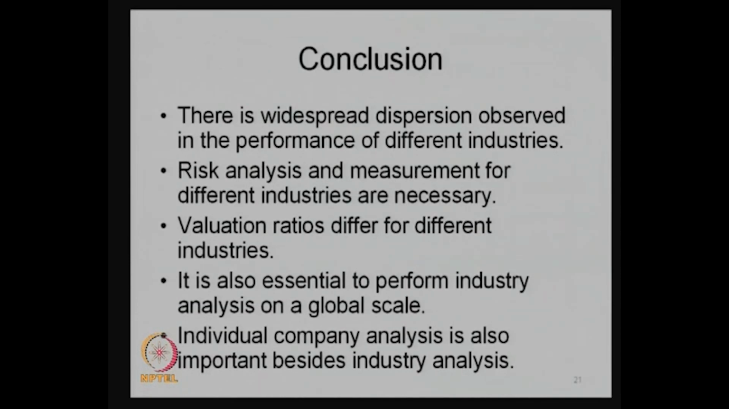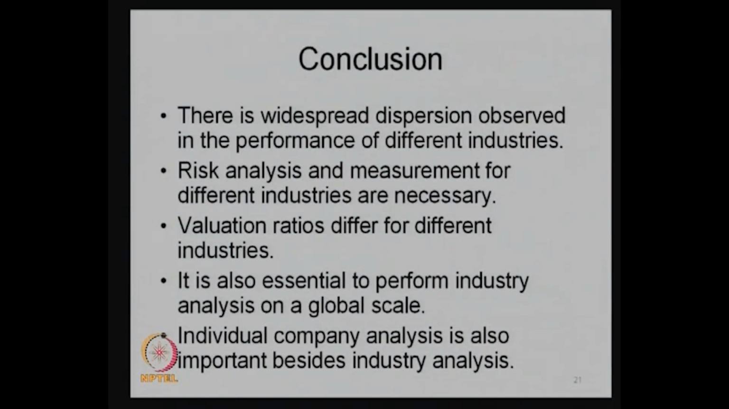Now, concluding our session, we talked in the last two sessions about industry analysis. We found that there is widespread dispersion in the performance of different sectors. We also saw that different industries have different risk, more or less depending on the industry. We also saw that the valuation ratio differs from one sector to another, and that it is essential to perform industry analysis on a global scale, with certain new things to observe and techniques to follow. Having done the industry analysis, it is also necessary that individual company analysis be done besides it, which we are going to discuss in the subsequent session as part of company analysis. Thank you.